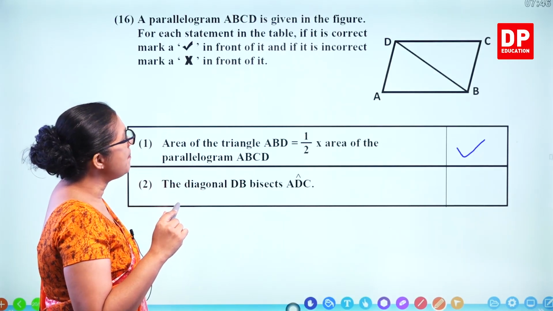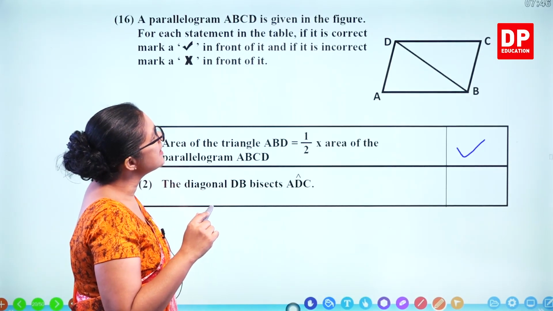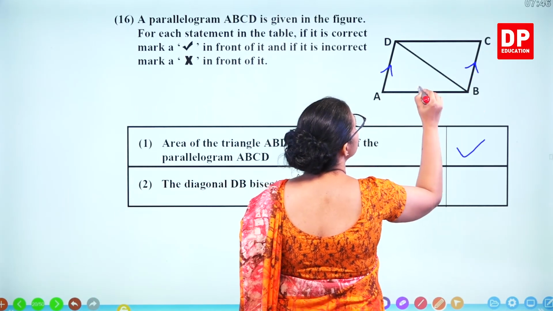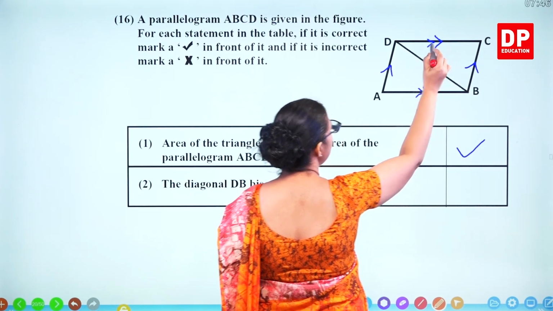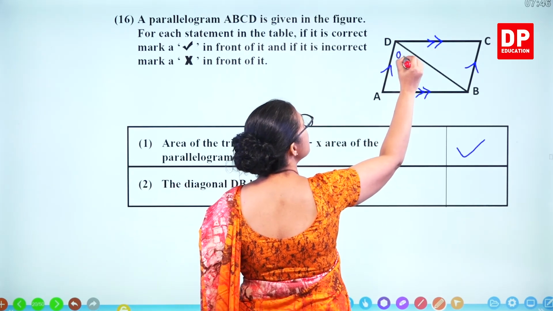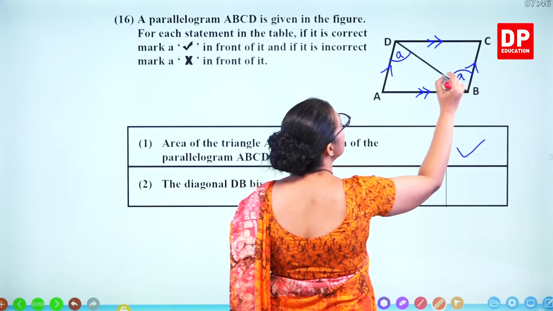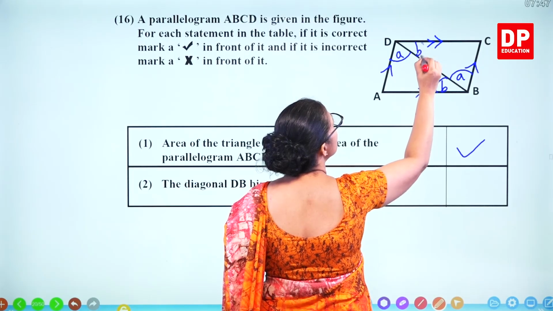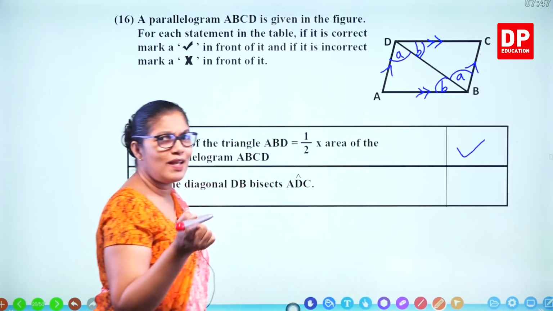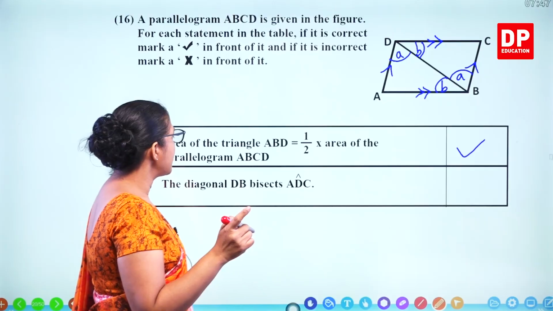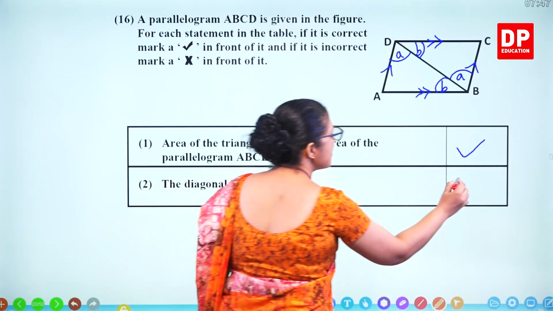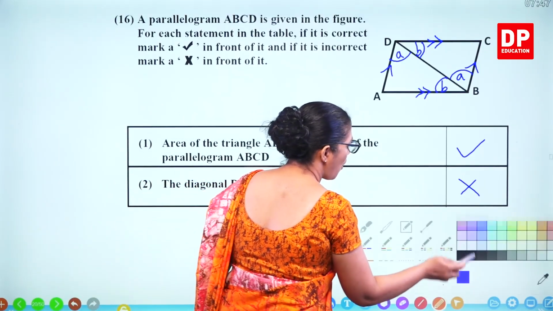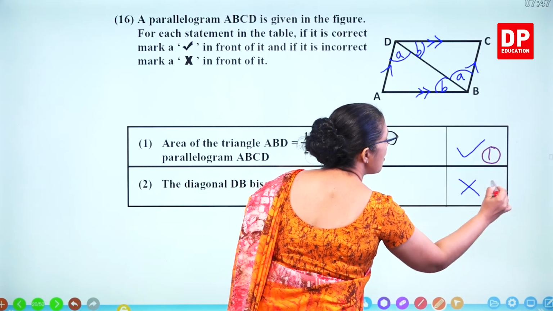The diagonal DB bisects angle ADC. Is that correct? A parallelogram means opposite sides are parallel. So if this is A, this is A. Alternate angles are equal. If this is B, this is B. So A and B are not equal, so it does not bisect the angle. You can say this is a wrong statement. So 1 mark for this and 1 mark for this step.